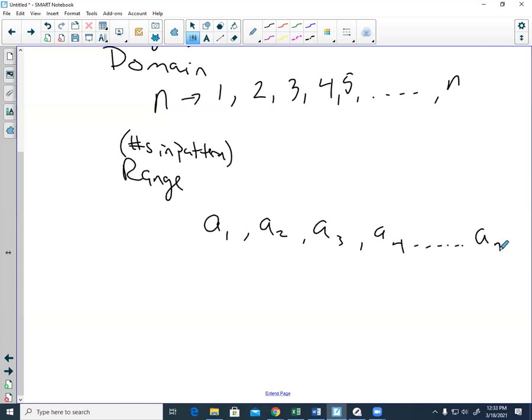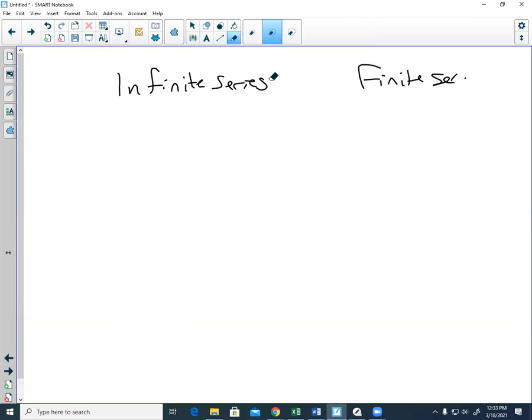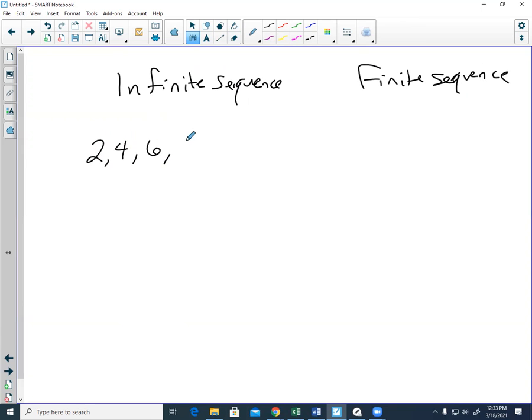So the next part is just more definition. There is something called an infinite sequence, and something called a finite sequence. An infinite sequence would be numbers that go from 2 to 4 to 6 to 8 all the way on forever and ever and ever.